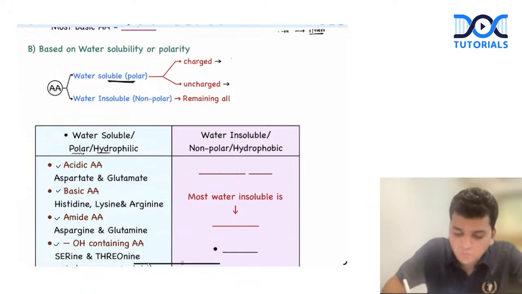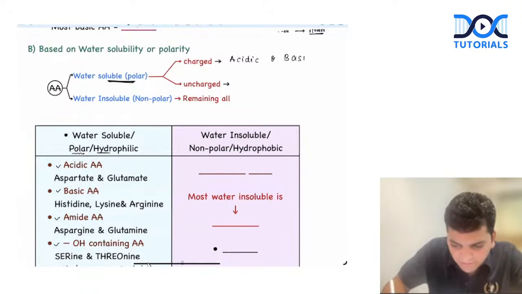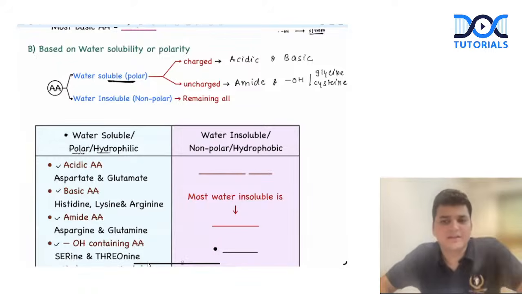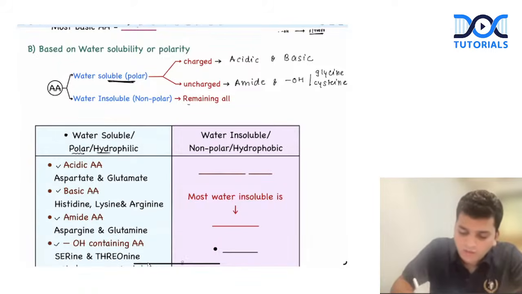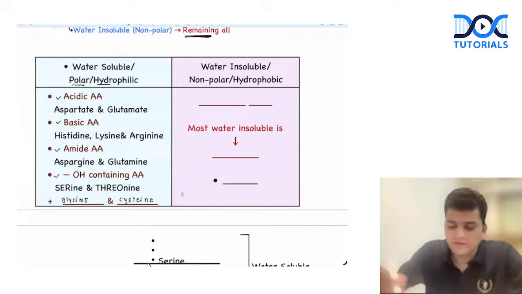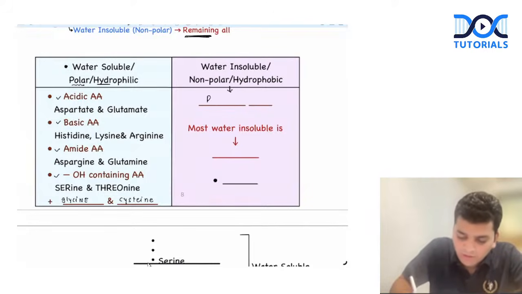In the charged, two families will come: the acidic amino acids and the basic amino acids. Whereas the uncharged are going to be the amide containing amino acids, the alcohol containing amino acids, and there are two individuals: glycine and cysteine. Now, all the remaining are going to be water insoluble, meaning hydrophobic or non-polar. So we will just remember one side, and on the other side, the water insoluble, remaining all are water insoluble.